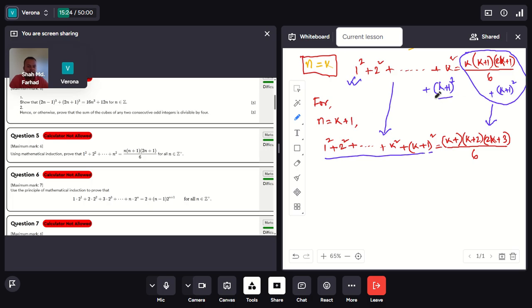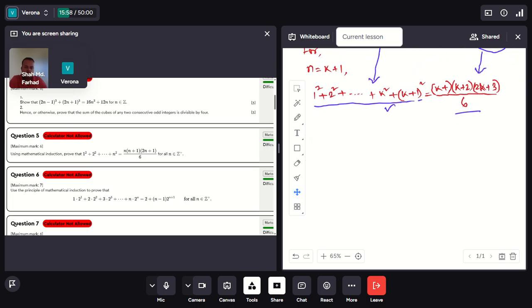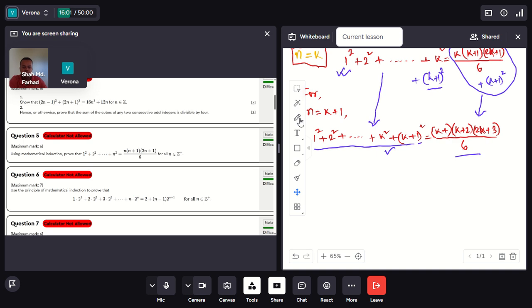So it should be equal to this. That means the left side is the same, so there is no problem with the left side. But if we calculate this one and find that this term is equal to this, then we can say the given theorem is proved. So our main part now is to calculate here.